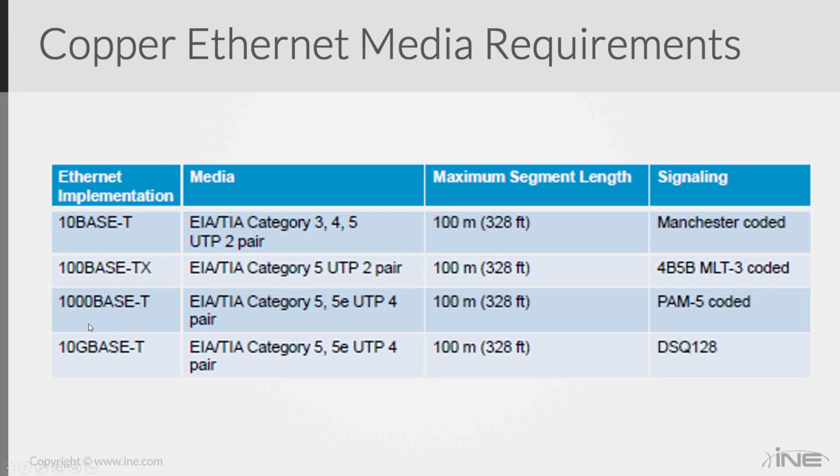Technically, this is a little incorrect because you can't use Cat5e to go anything faster than gigabit, so you'd have to go Cat6. But these are some of the ranges. The maximum segment length is accurate though.